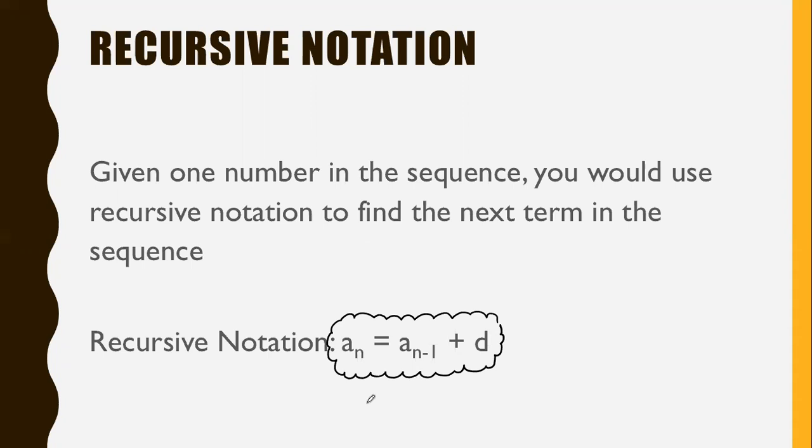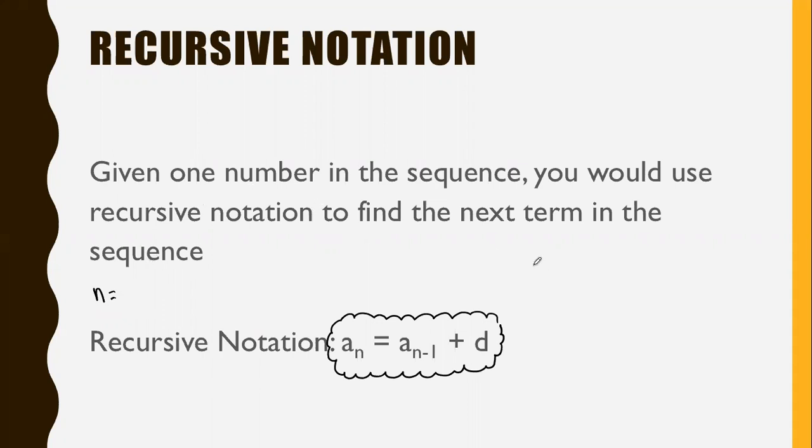AN equals AN minus 1 plus D. N, the letter N, represents the sequence number, the number in the sequence.